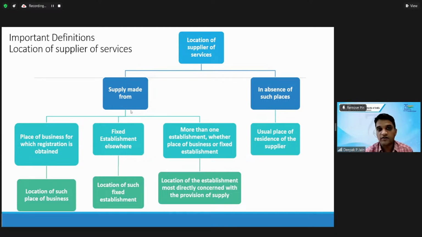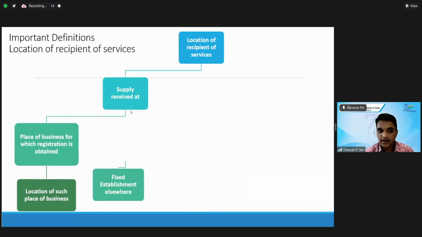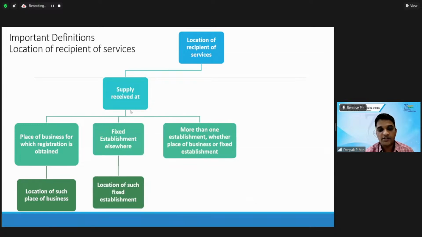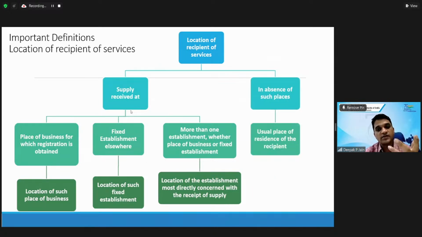Similarly, the location of recipient of service is where the supply is received at a registered place. If it is received at a fixed establishment, or if it is from more than one place, then the place which is directly concerned. And in case of any absence, then the receiver's usual place of residence.